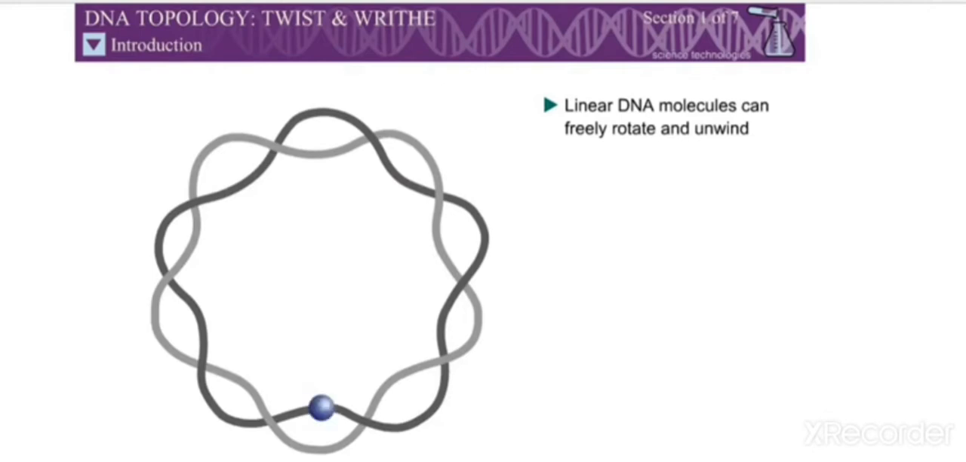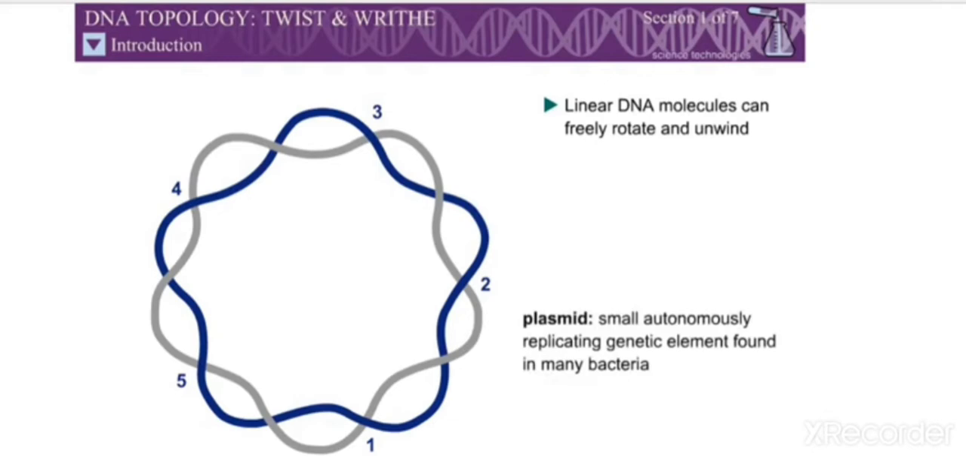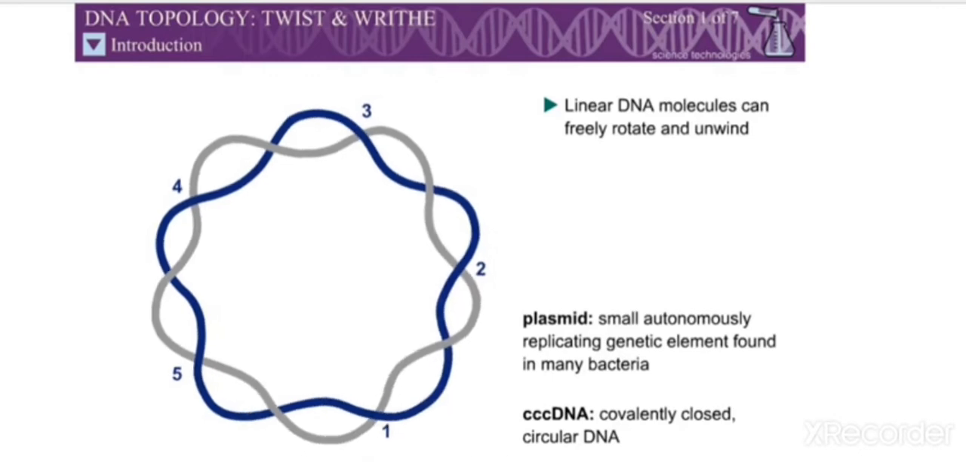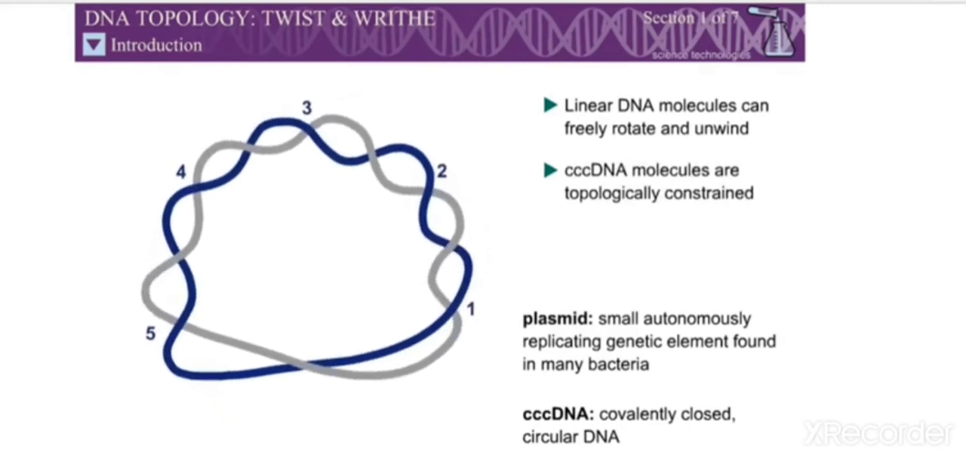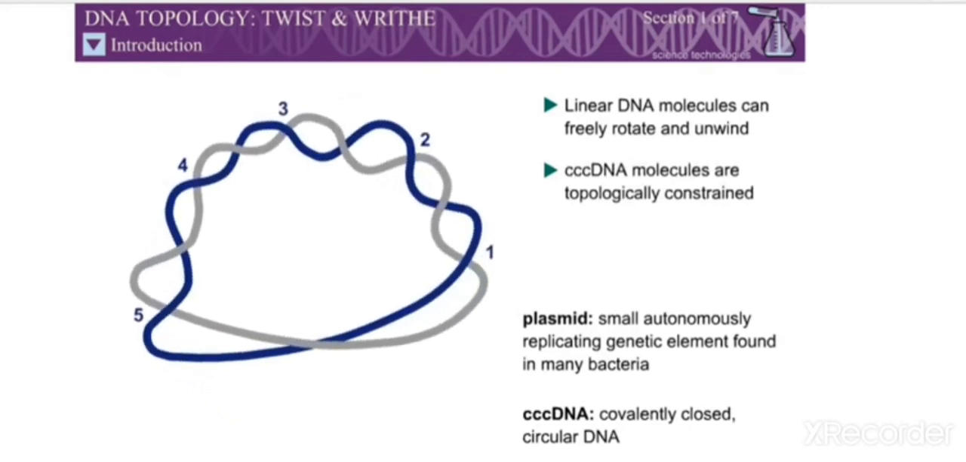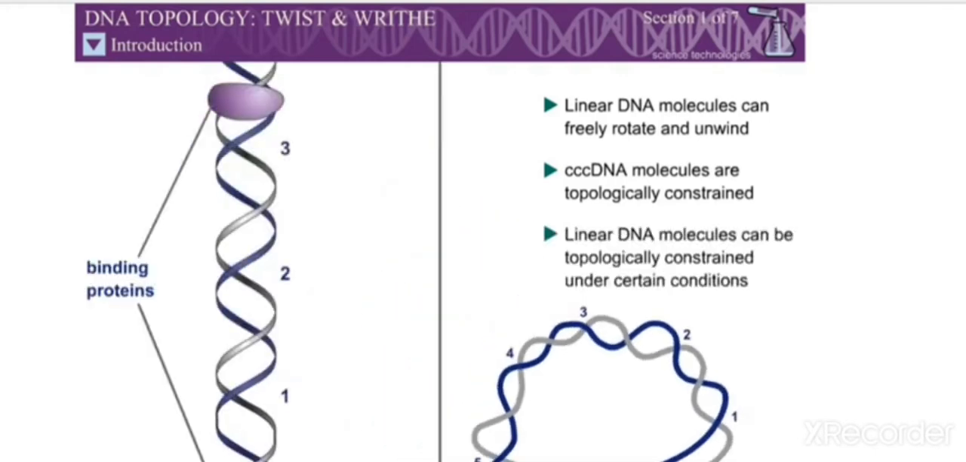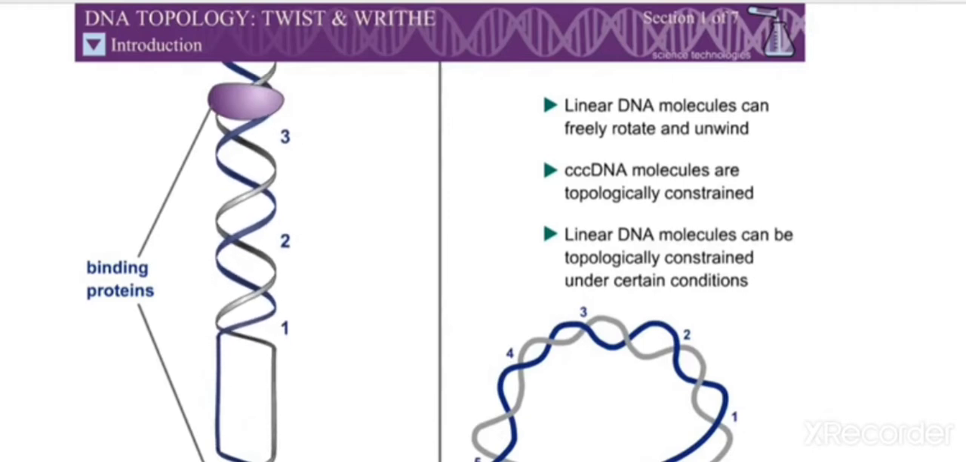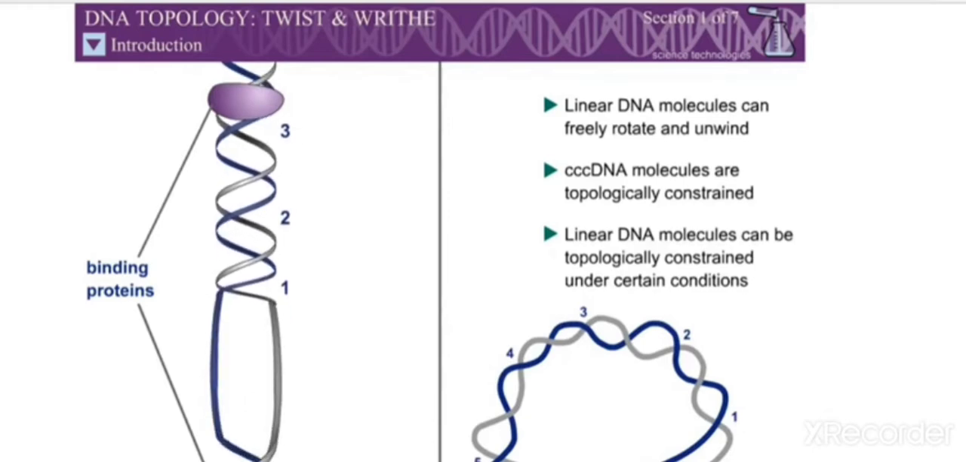However, DNA molecules can also be circular. Examples of circular DNA molecules include most bacterial chromosomes, some viral chromosomes, and small bacterial genetic elements called plasmids. For such covalently closed circular DNA, the absolute number of times the chains coil about one another cannot change. These DNA molecules are said to be topologically constrained. Even the linear DNA molecules of eukaryotic chromosomes can be topologically constrained because of their interactions with other cellular components.